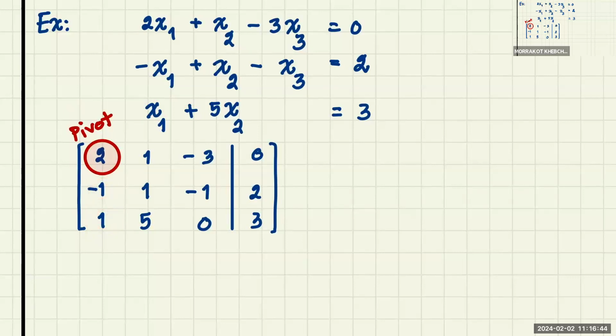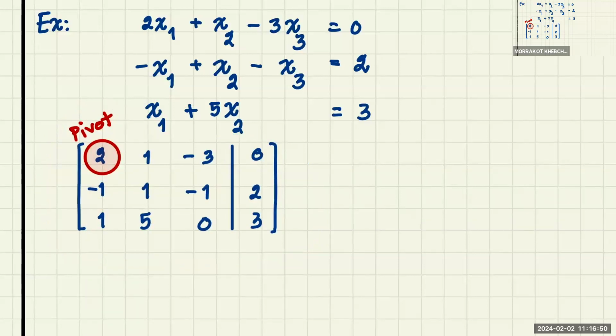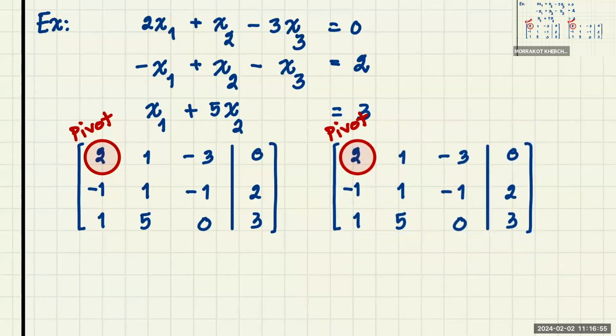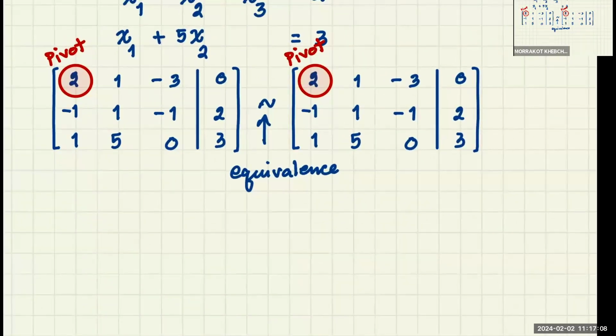I will copy. I use this notation to represent an equivalent system. Now, what I want to do is make the elements below 2 equal to 0 and 0. How can we make it equal to 0?